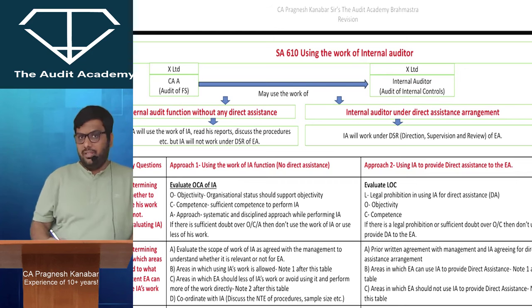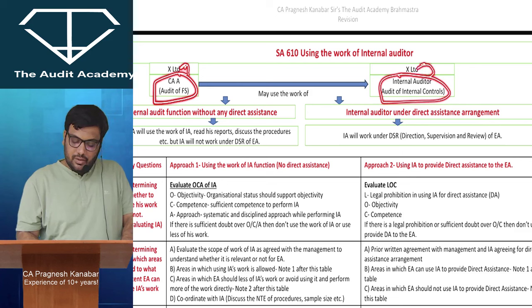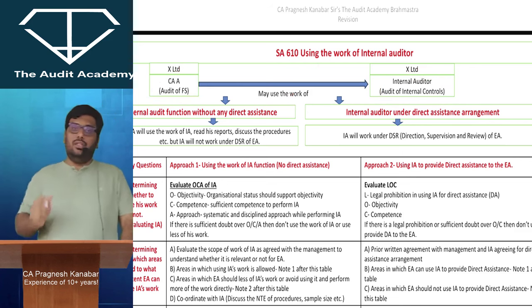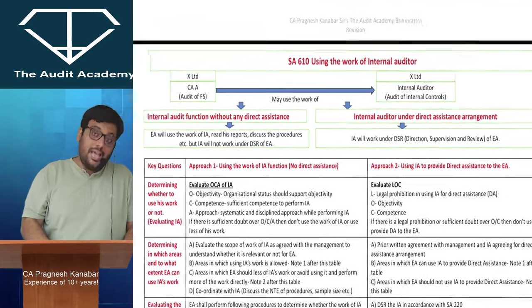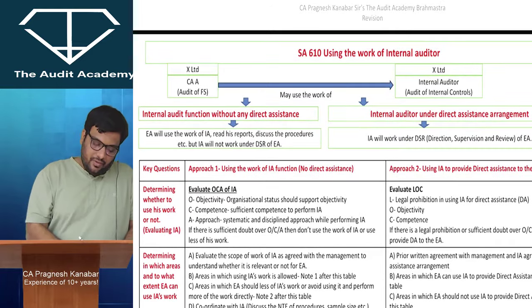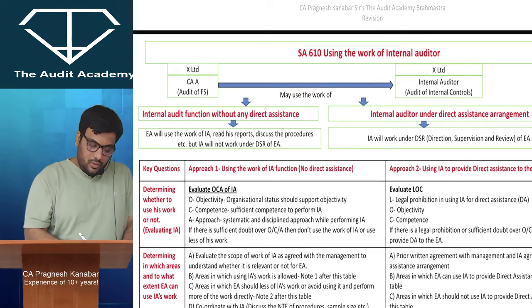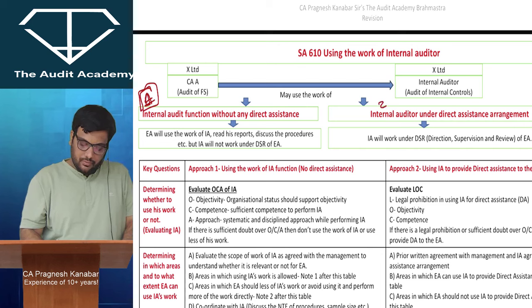Section 138 of Companies Act 2013 talks about internal audit. All right, so you are the auditor of financial statements of the company, and there is one more, another auditor who is the internal auditor, and you are using the work. So that is SA 610, using the work of internal auditor. Now listen to me very carefully. Look at my notes and the arrows and the lines that I've done. When you're using the work of internal auditor, there are two approaches of using the work. Approach one and approach two.